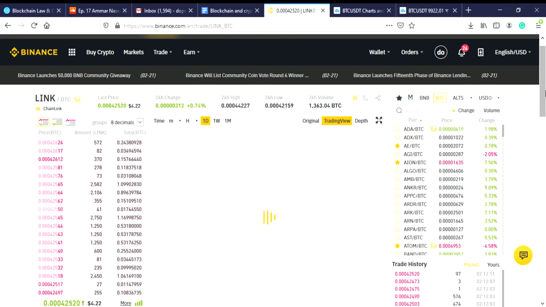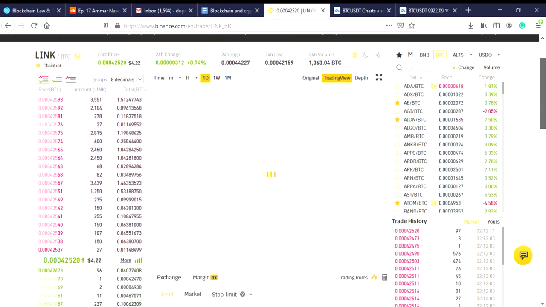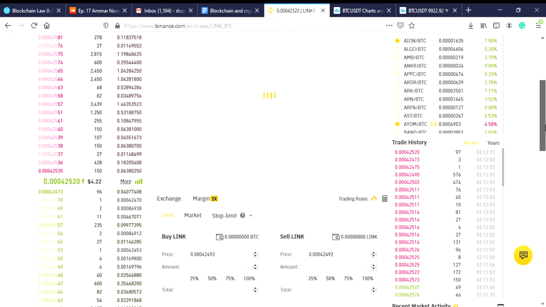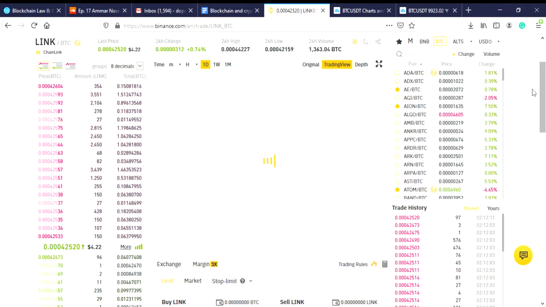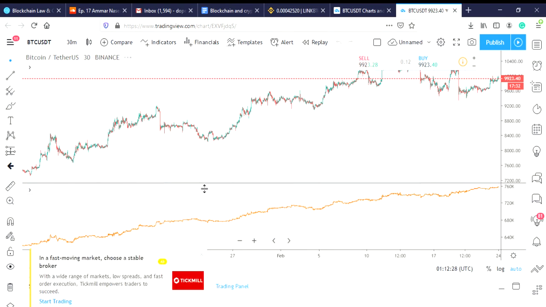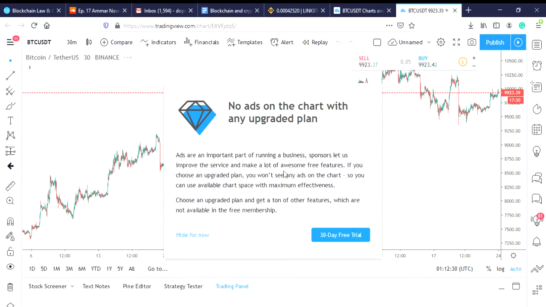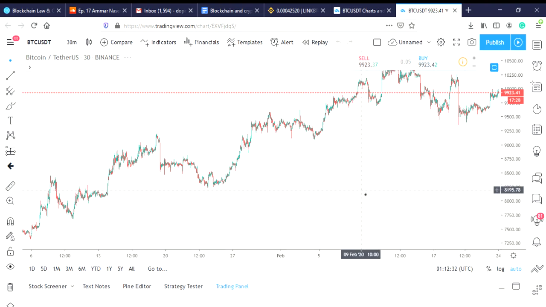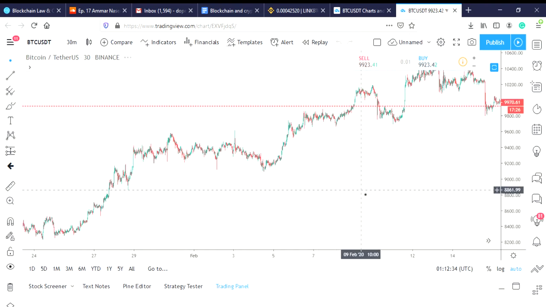Bro, just stay with me. I'm going to show you some stuff. Stay with me. While this is loading, let's check out the graph. So this is the graph. Let me expand this a bit.